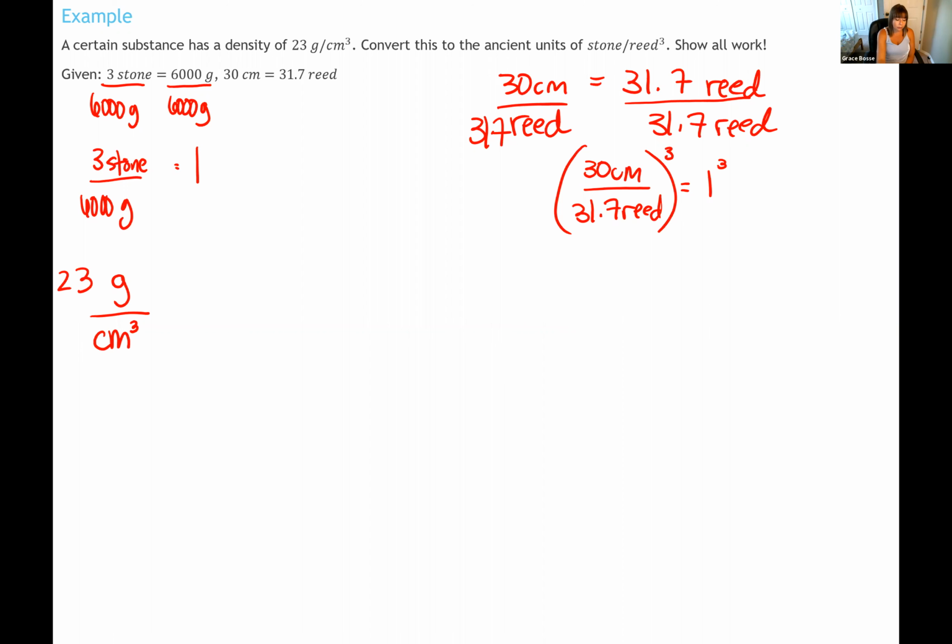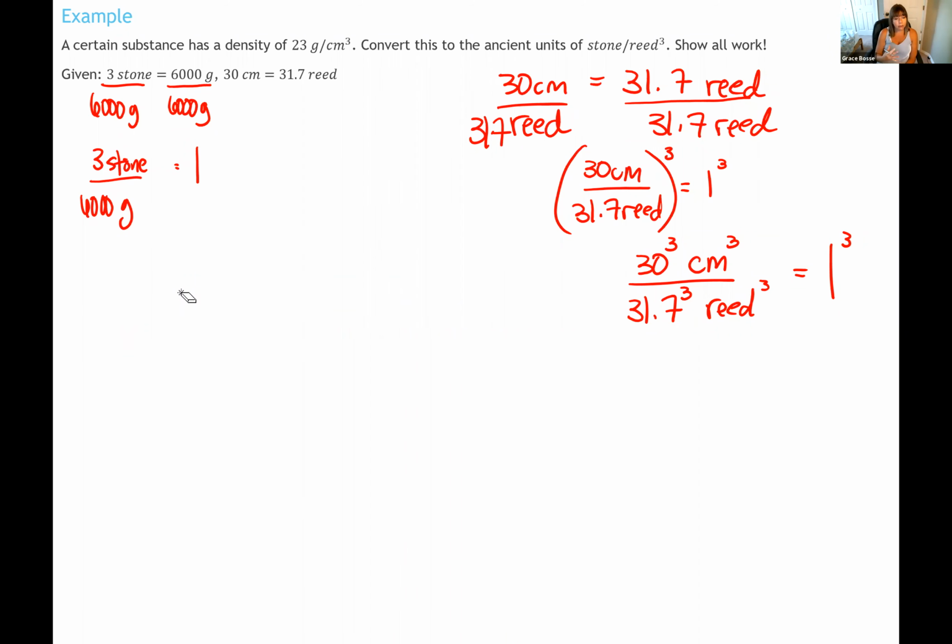So I need to cube my entire conversion rate. So the conversion rate that I really need for this problem is 30 cubed centimeters cubed divided by 31.7 cubed reeds cubed is equal to the number 1 cubed. I cubed everything. Whatever you cube on the right-hand side, you got to cube on the left-hand side. Apply it to everything in those parentheses. So now I finally have some conversion rates that I can use to do this problem.